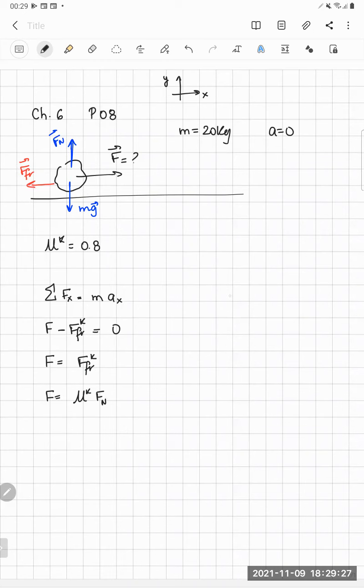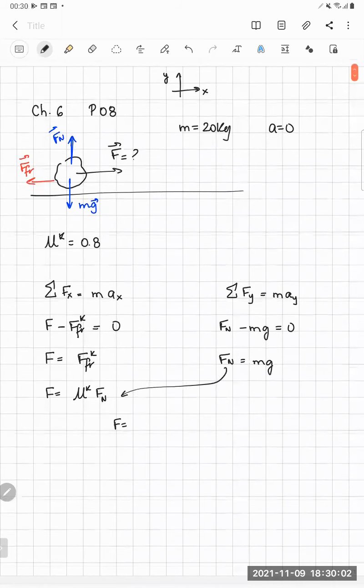To find the value of the normal force, I'm going to go to the same equation, but in the y direction. The sum of all the forces in the y direction is m a_y. What do I have in the y direction? I have the normal force, which is pointing up and so positive, plus F_N, and minus mg, and that's all. This is 0. So the normal force is mg. I know the mass is 20, and I know g, and I put this here to get our force. So the force that is being applied is equal to the kinetic friction force, which is 1.6 times 10 to the 2 newtons.